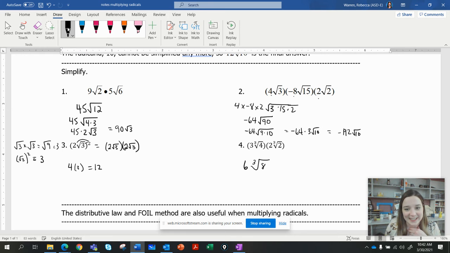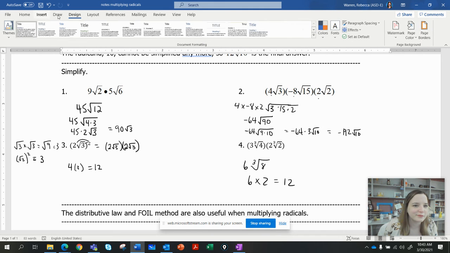3 times 2 is 6. 4 times 2 is 8. And then the cube root of 8 is 2. So 6 times 2. I wasn't going to go over that example, so I was talking too quickly. Anyway, I could edit that out, but I'm not going to.